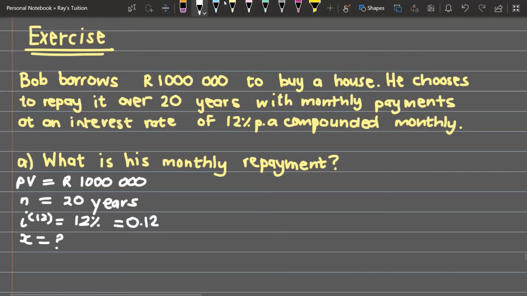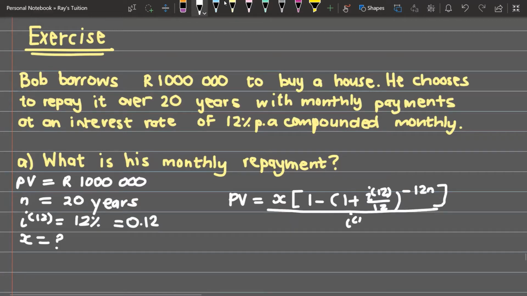So using our present value formula, we have that the present value is equal to X times 1 minus (1 plus i12 over 12) to the power of minus 12 times N, all over i12 over 12. Remember, if you are making the payments more often than a year, then the nominal interest rate needs to be put over 12, and you need to raise it to the power of M. So you need to find out how many of those payments.